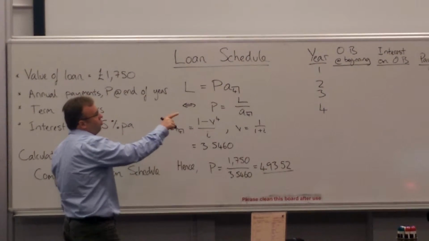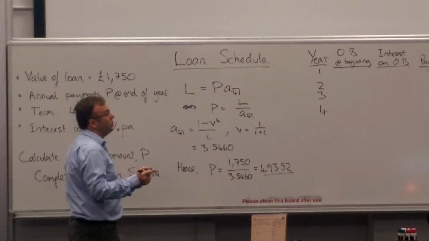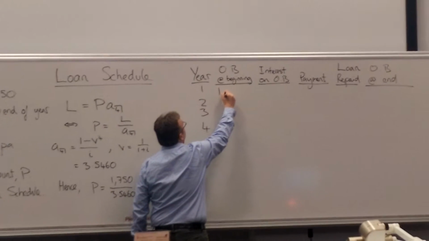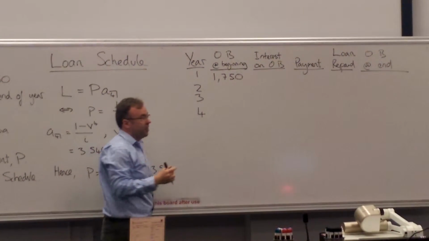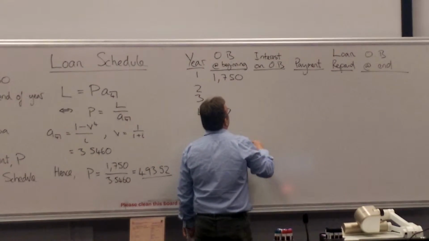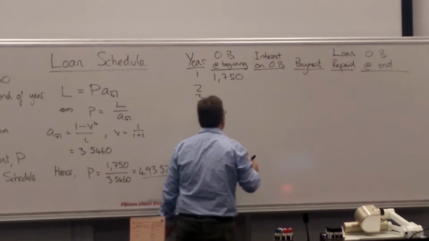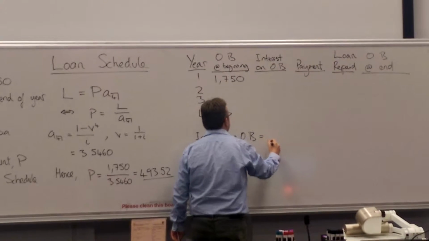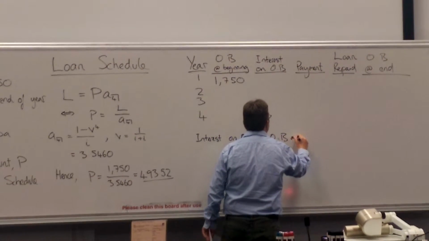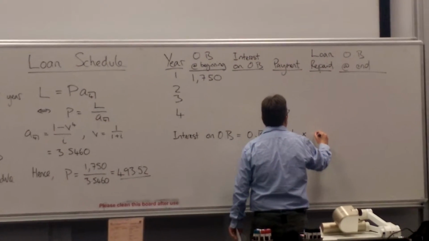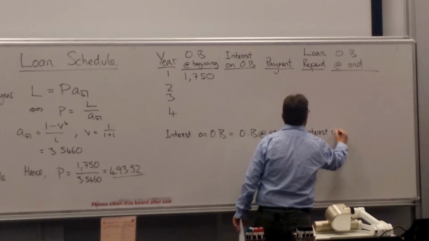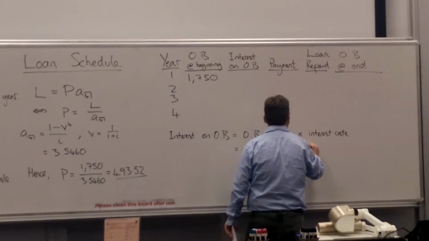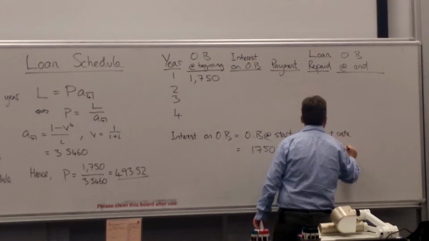So let's have a look at completing the first row of our loan schedule. We'll then pause the video and you can have a go at completing the rest. At the very start of the first year, we know that the outstanding balance, or the outstanding loan amount, is £1,750. That's the amount that we have to repay over the 4 years. Over the first year, the interest on the outstanding balance is equal to the outstanding balance at the start of the year multiplied by the interest rate, which is 1,750 multiplied by 0.05, and that's equal to £87.50.